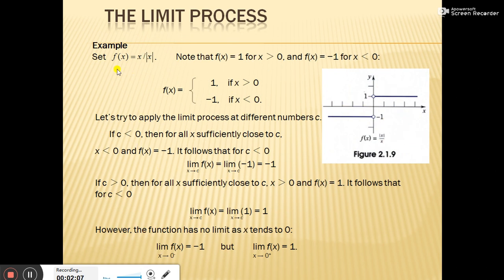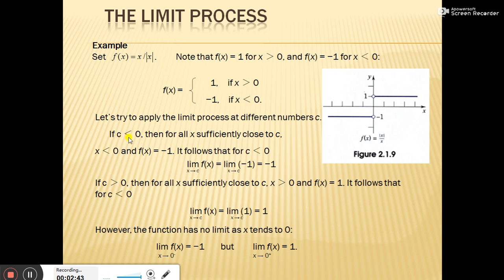Now, for example, we have f(x) is equal to x upon mod x. As you see, for x greater than 0, mod of x is equal to x, and therefore we get 1. And if x is less than 0, mod of x is minus x, and therefore we have minus 1. It means this function has two parts, when x is greater than 0 and when x is less than 0. And now we have to find the limit at the different number c.